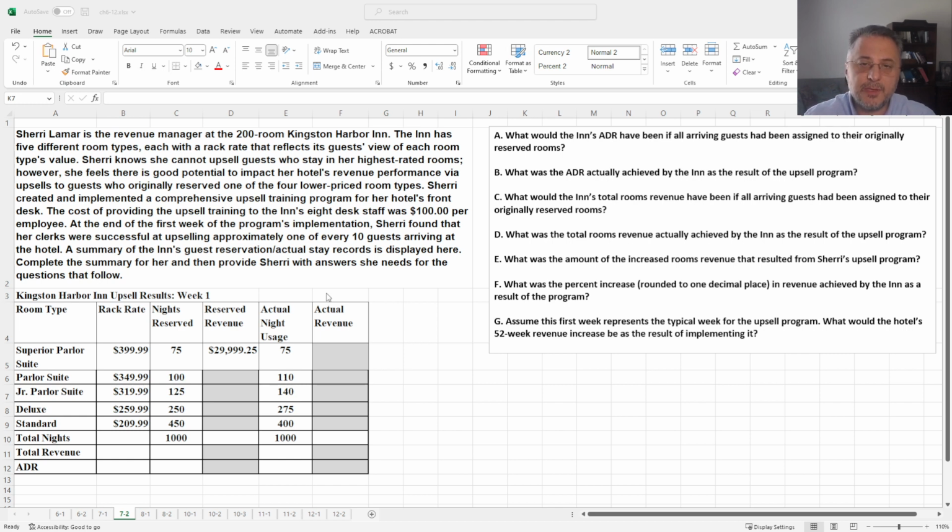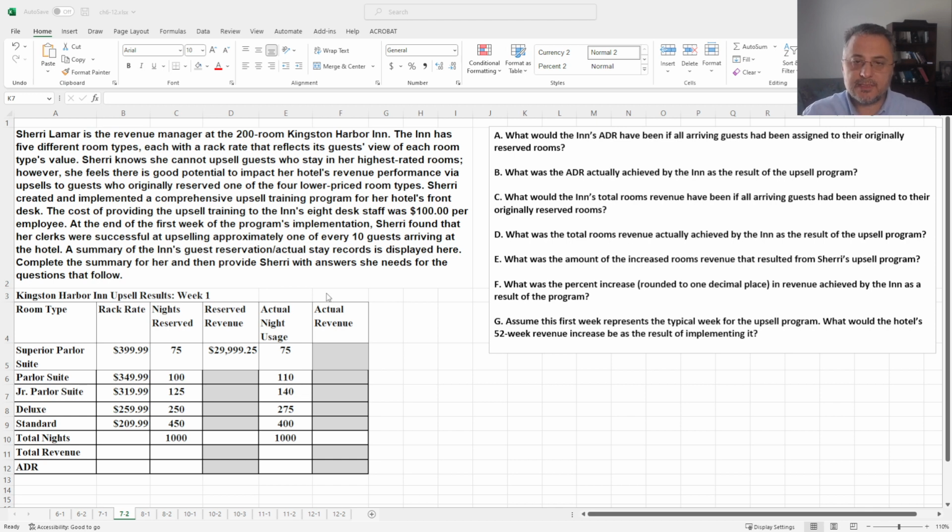Sherry created and implemented a comprehensive upsell training program for her hotel's front desk. The cost of providing the upsell training to the inn's 8 desk staff was $100 per employee. At the end of the first week of the program's implementation, Sherry found that her clerks were successful at upselling approximately 1 of every 10 guests. So basically, they increased about 10%.